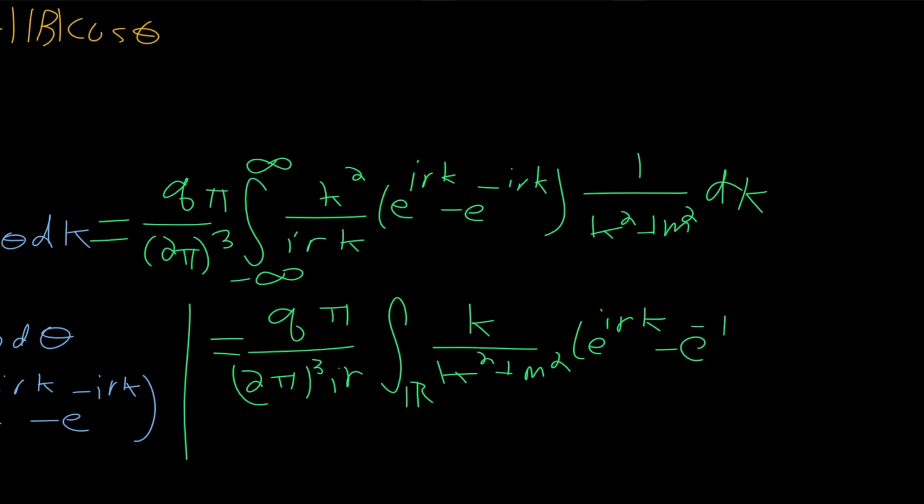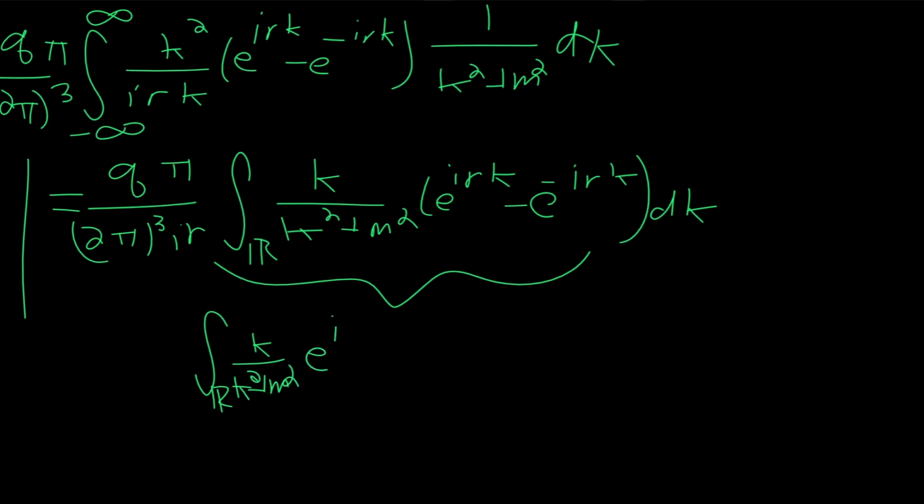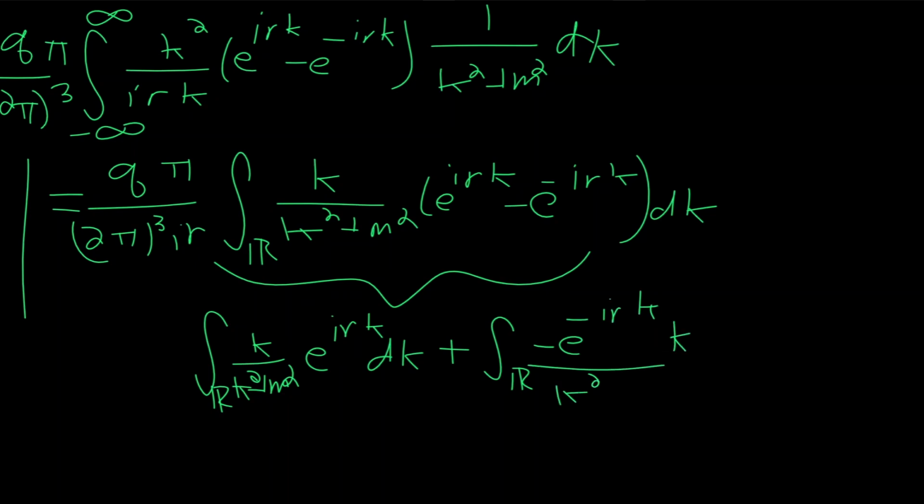This is an e to the minus irk dk. Now there's a very important thing about this integral we need to point out. So what I'm going to do is split this up. So we're going to have the integral over all real numbers of k over k squared plus m squared, and then e to the irk dk, and then we're going to have plus the integral over all real numbers, and then times negative e to the minus irk times k over k squared plus m squared dk.